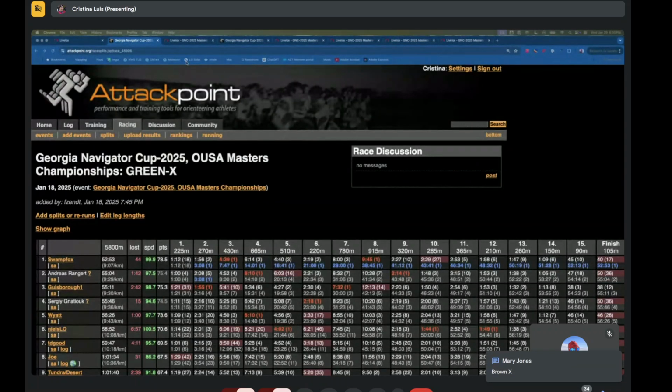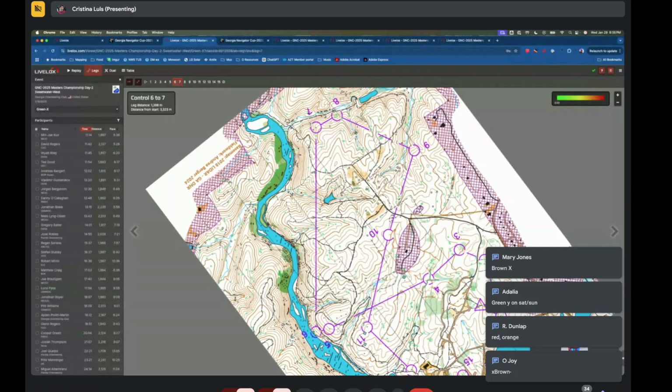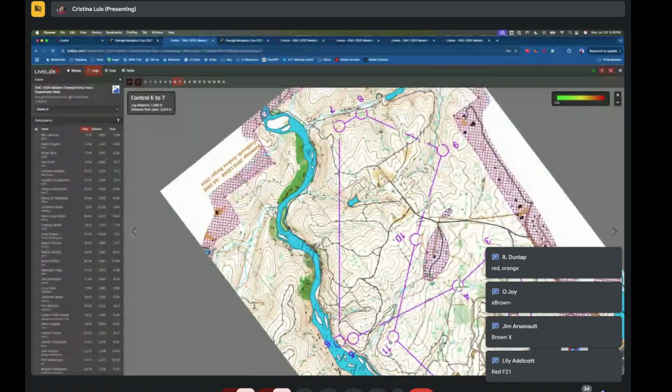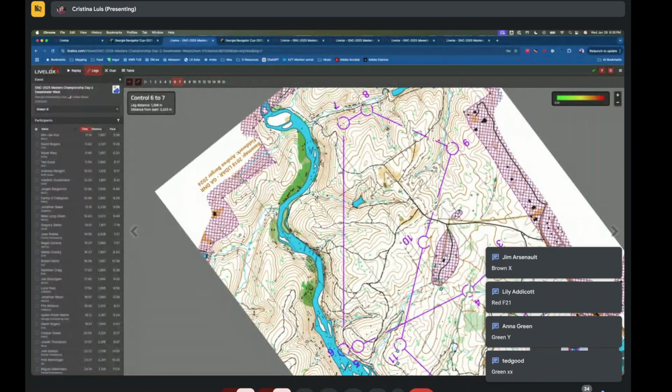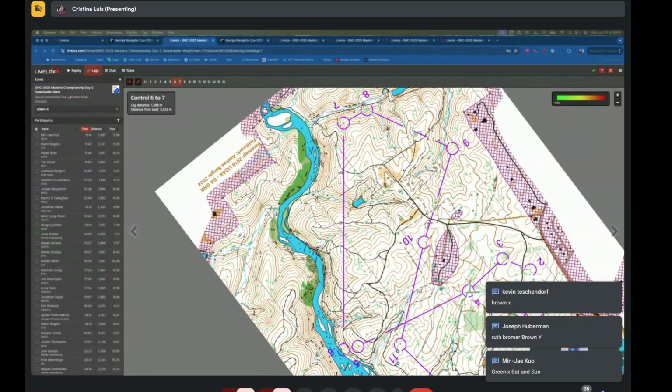I am going to start with one of the most requested legs of the weekend. This is green X on day 2. So I see, let's see, I already see a couple green X's.